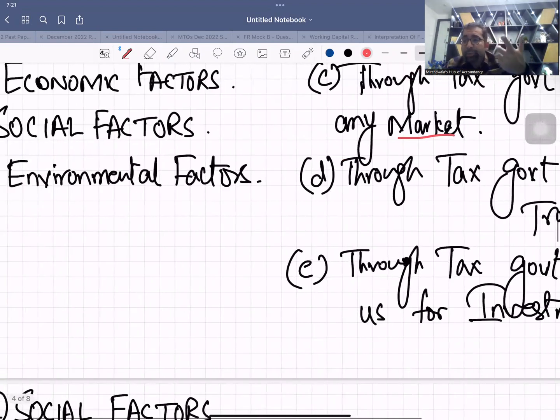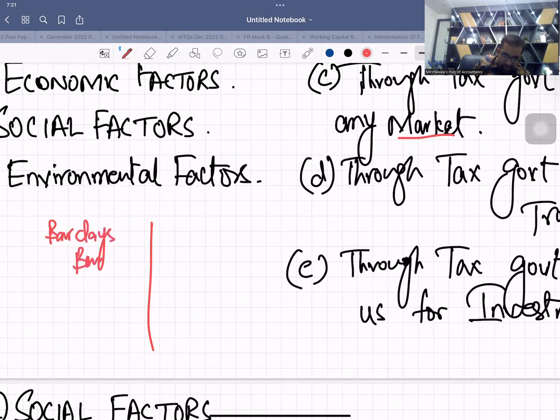This thing I'll teach you during my course. Today is the introduction class, but I'm quoting the example right now. This is, let us say, Barclays Bank. Hope you remember, hope you have listened to this name. This is a bank of UK, Barclays. And this is the individual savings account.